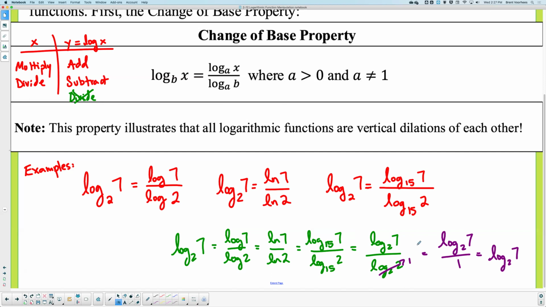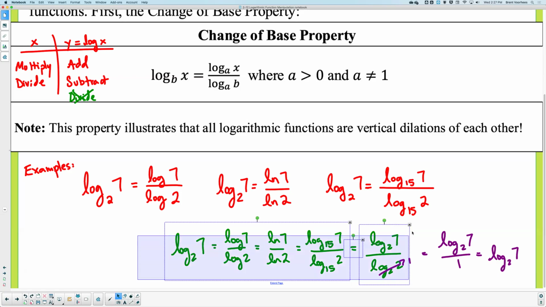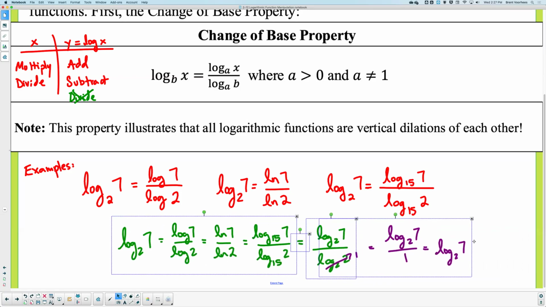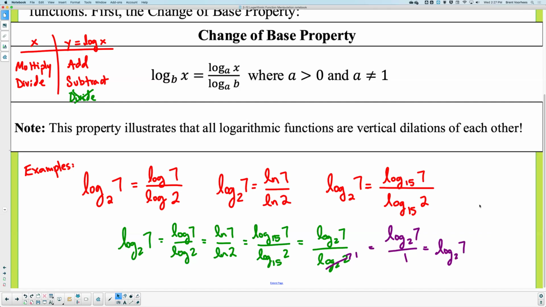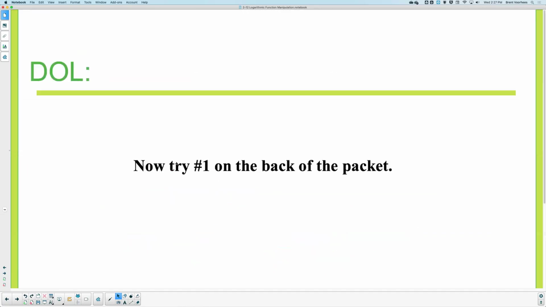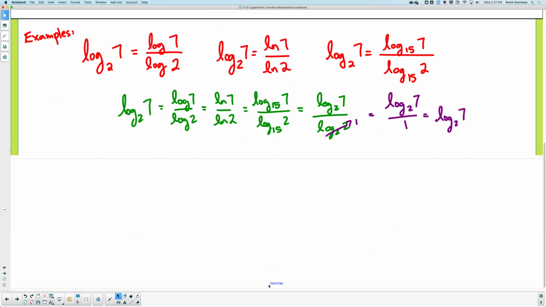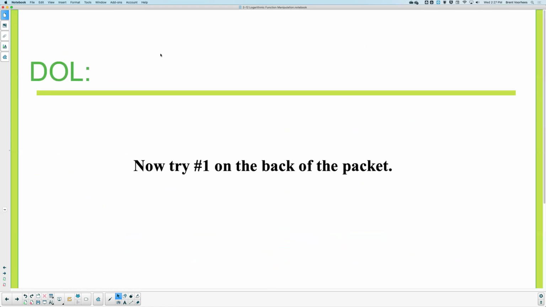That's my point. You can change the base anytime you want to. It doesn't matter how many times you do it. However you do it, you can change your base if you want to. But to change your base, just like exponentials, you have to break the rule. So the rule is you divide your logs. That's what you're breaking. Okay, with that, come over here and try number 1 on the back of your packet. Try number 1. You want to see that again? There you go. All right, I want you to try number 1 on the back of your packet now.